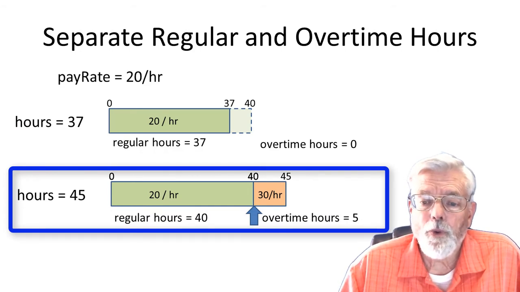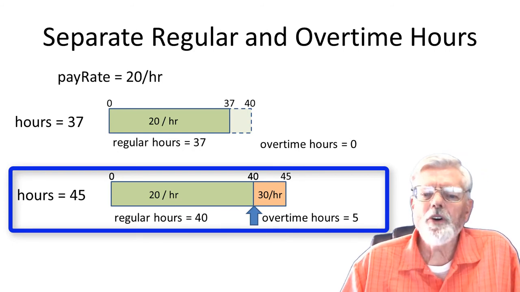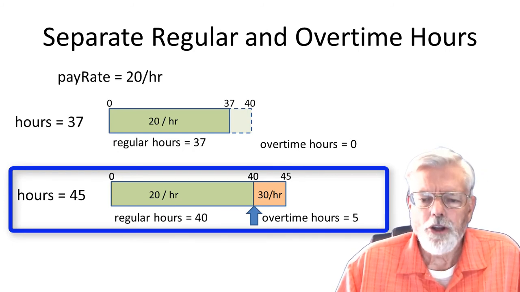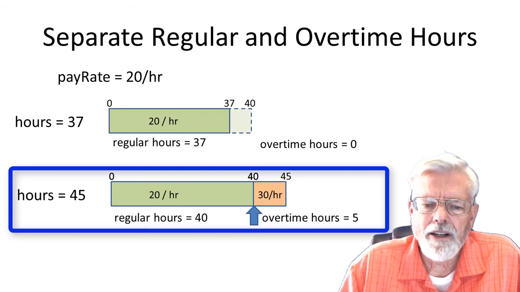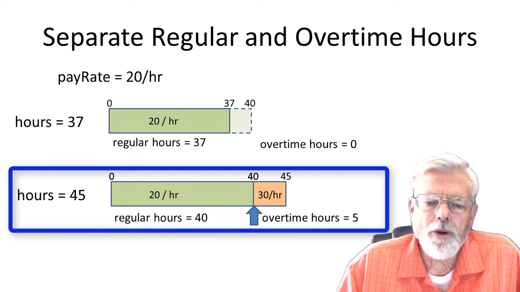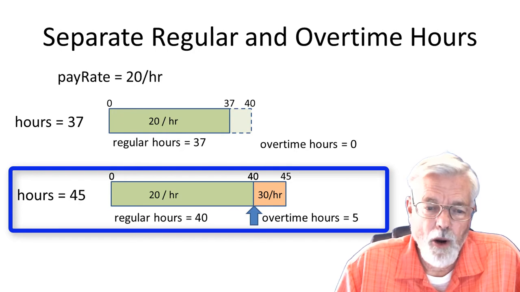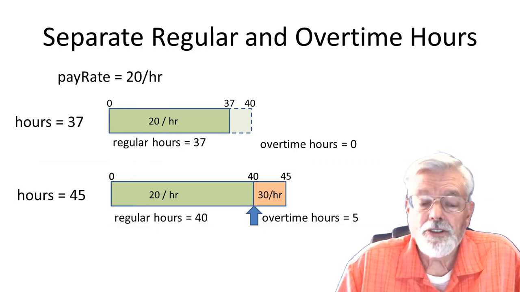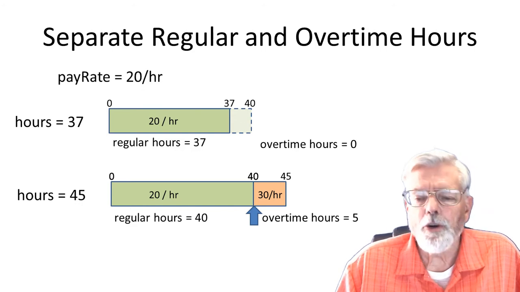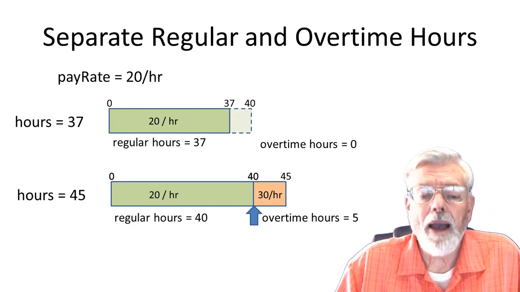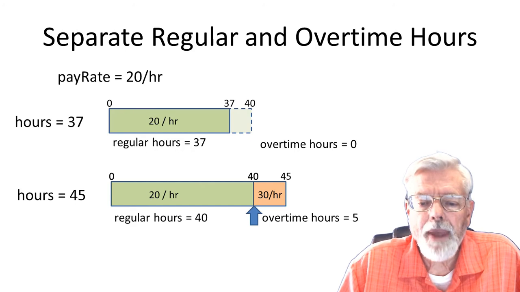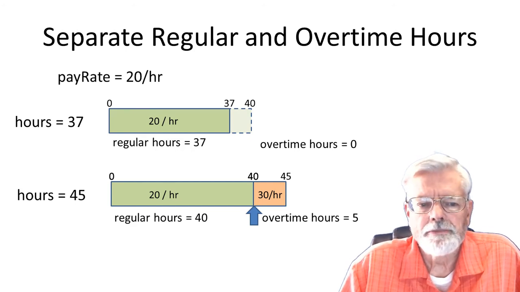Therefore, the first 40 hours should be paid at the standard rate of $20 per hour, but the overtime of 5 hours should be paid at time and a half. That makes the overtime hours paid at $30 per hour. The easiest way for the program to compute the pay is to separate the hours into regular hours and overtime hours, and then compute the pay separately for each.